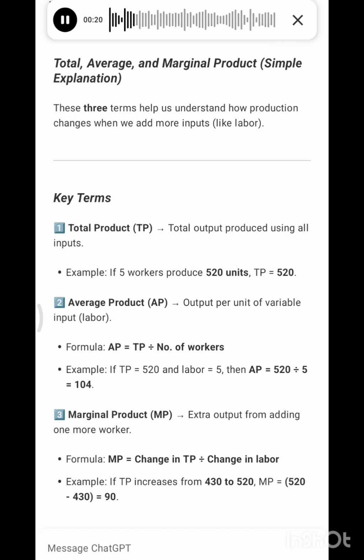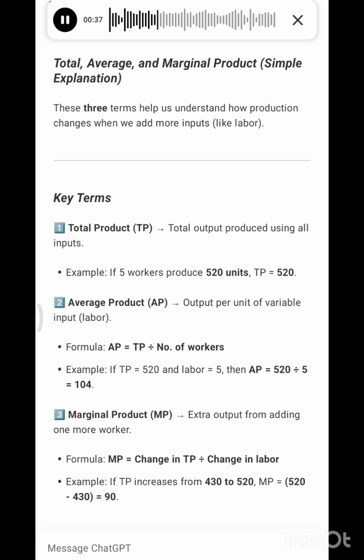2. Average product, AP: output per unit of variable input, labor. Formula: AP equals TP divided by number of workers. Example: if TP equals 520 and labor equals 5, then AP equals 520 divided by 5 equals 104.